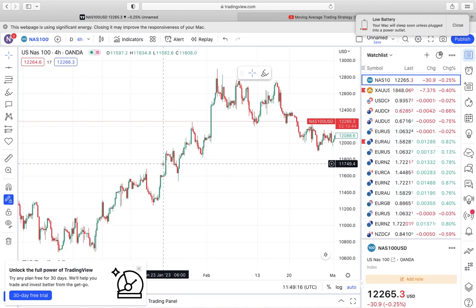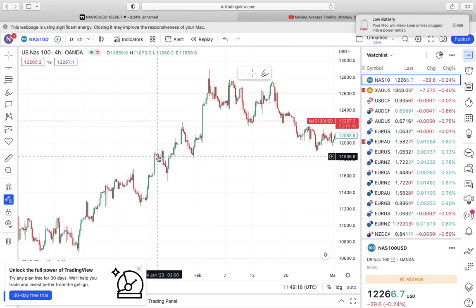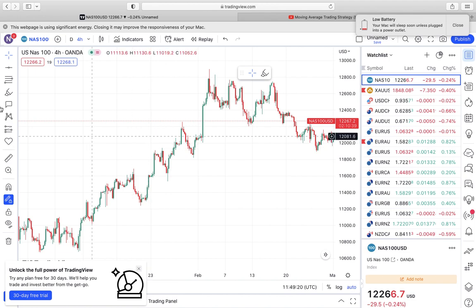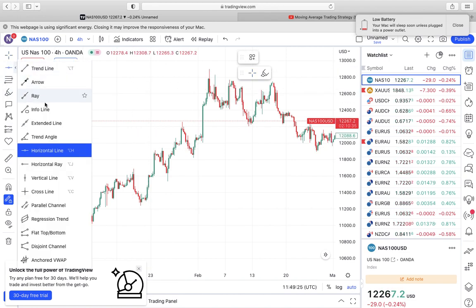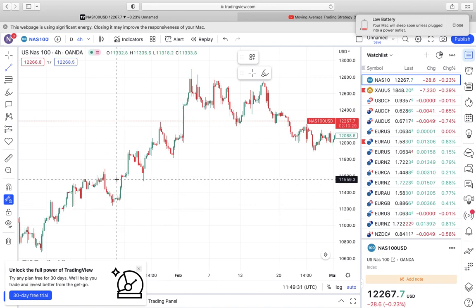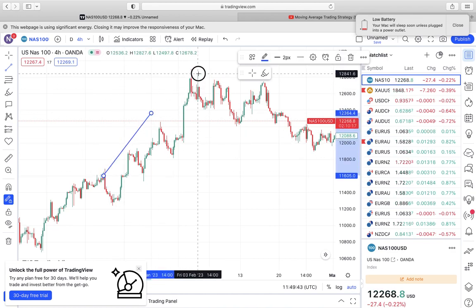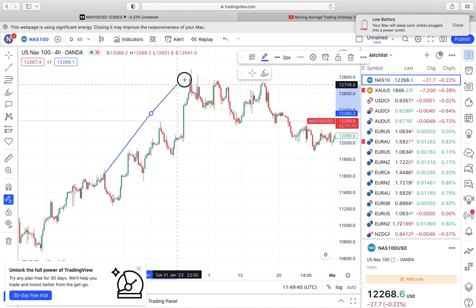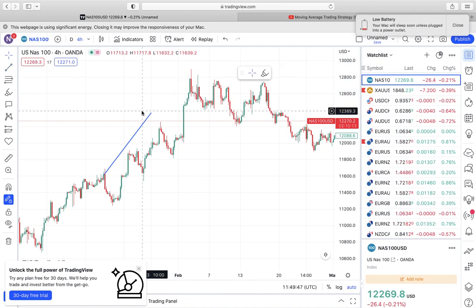You can see, this is NAS 100. The first thing you identify is that the market is upward trending. Then the next thing, the market is making higher lows, lower highs, higher lows, lower highs, as you can see. Now this is what we can do. From here, you take a point.